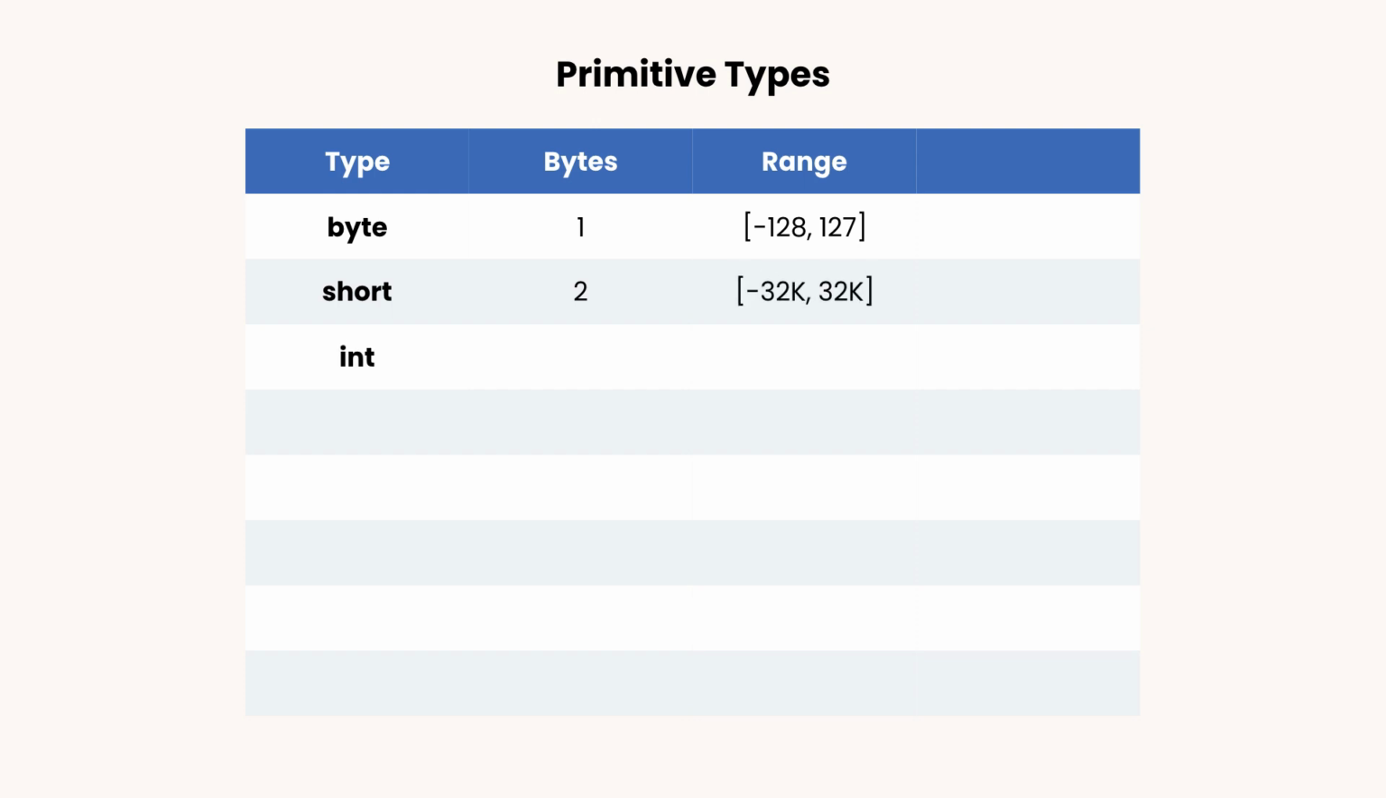Next, we have integer, which we have seen before. Integers take 4 bytes of memory and allow us to store values up to 2 billion. Then we have long, which takes 8 bytes. And with this, we can store even larger numbers.